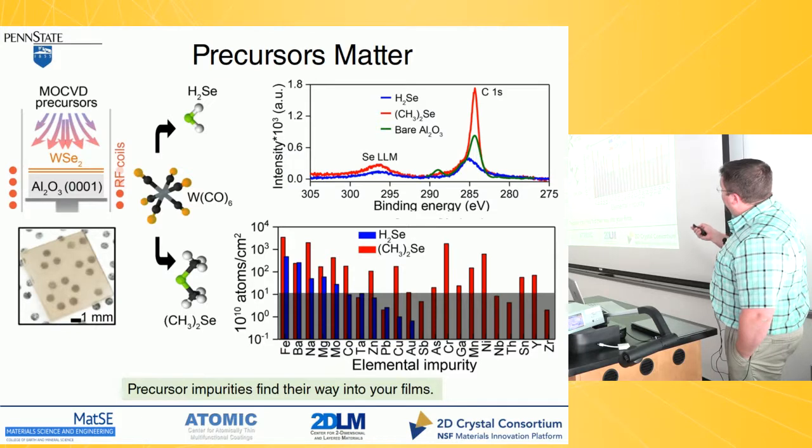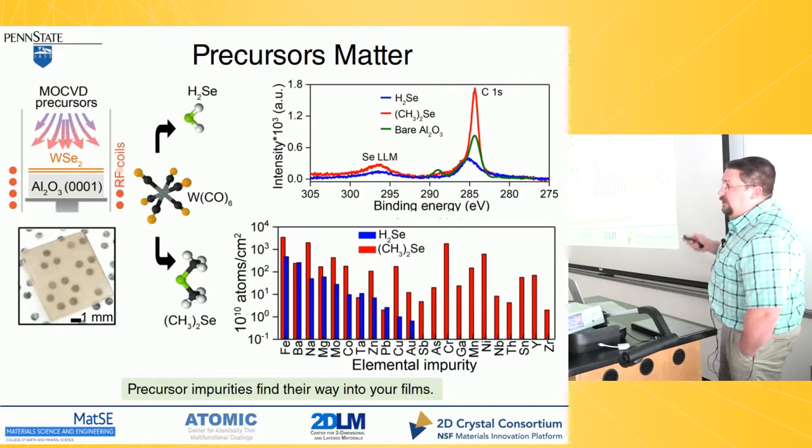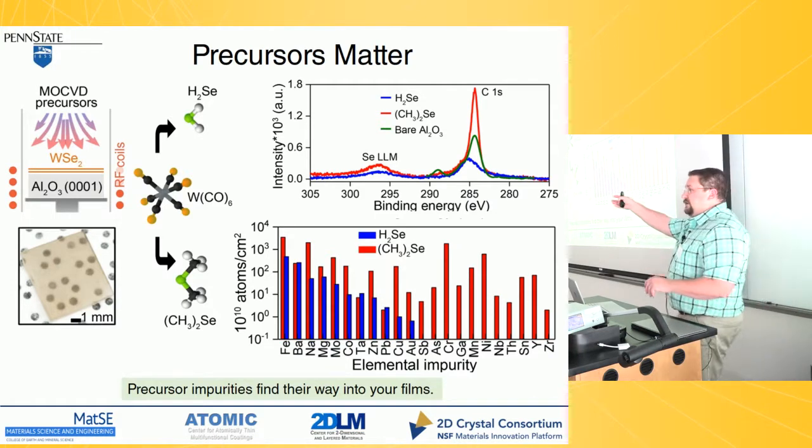So with using dimethyl selenide, we've got all sorts of stuff in here, right? So what we do then is we simply switch the precursor. So our MOCVD system allows us just to turn a knob.